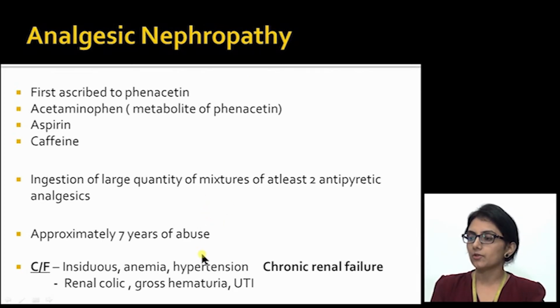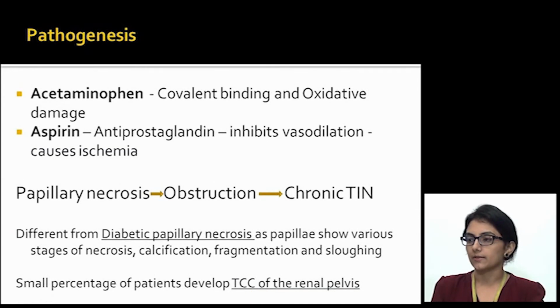And of course, it has a more chronic presentation with insidious onset, anemia, hypertension. You may get renal colic, and I'll explain why, with some hematuria, and of course, patients can develop a UTI. What's the pathogenesis? The acetaminophen is known to be directly toxic by covalent binding to the tubular interstitium and causes oxidative damage. Whereas aspirin, which has an antiprostaglandin effect, it would inhibit vasodilation and cause an ischemic tubular interstitium, which would of course propagate fibrosis.